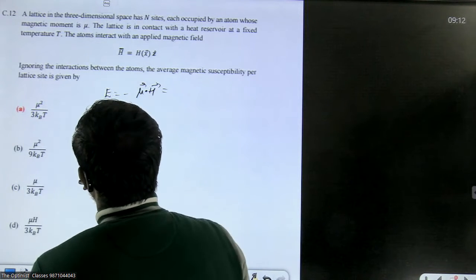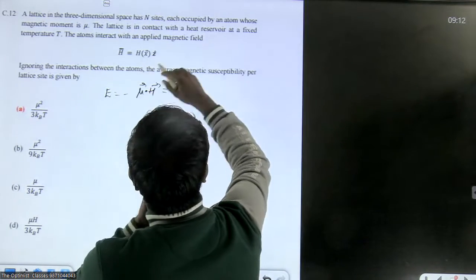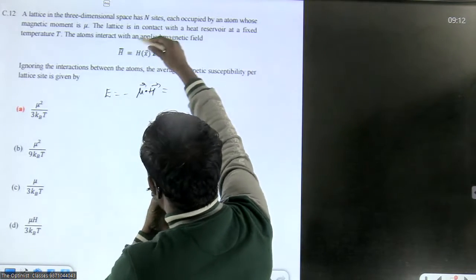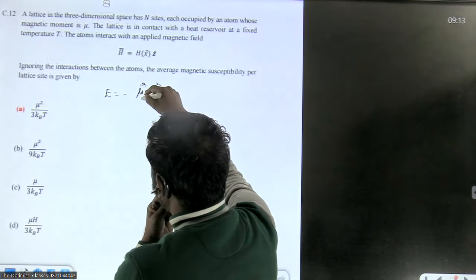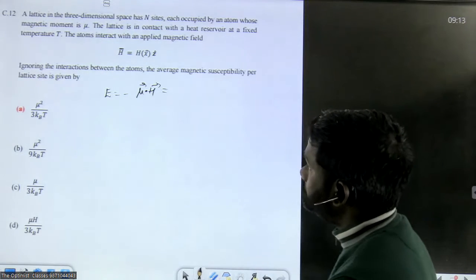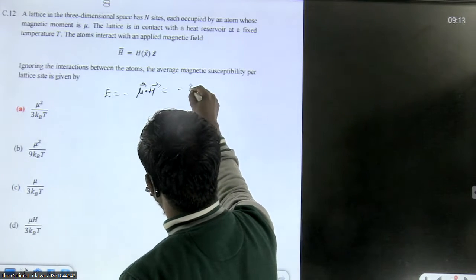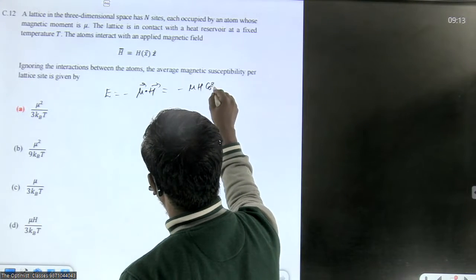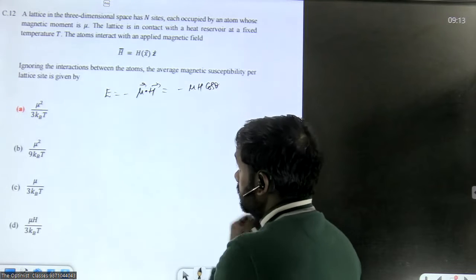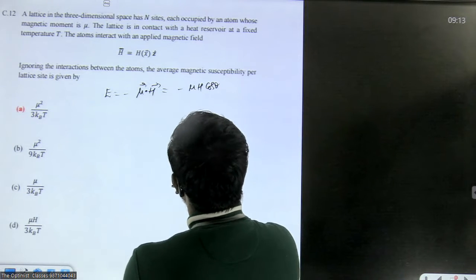So it is a three-dimensional case. This is the magnetic moment of an atom, so it can orient in any direction. This is like a classical dipole. So this is minus mu H and you get here cos theta. It is like a classical dipole, so therefore this is the energy.